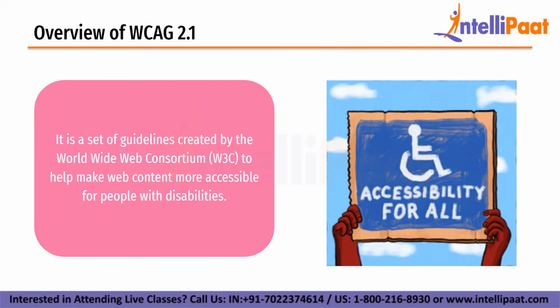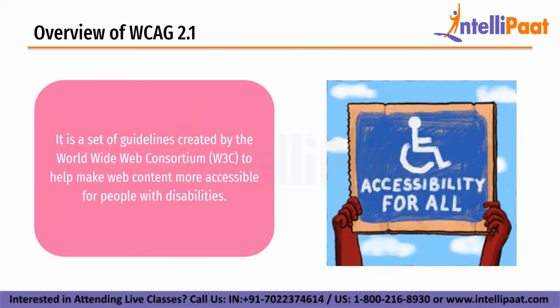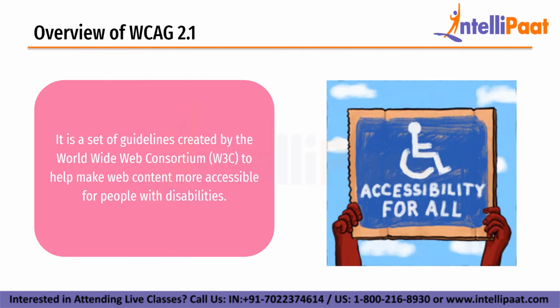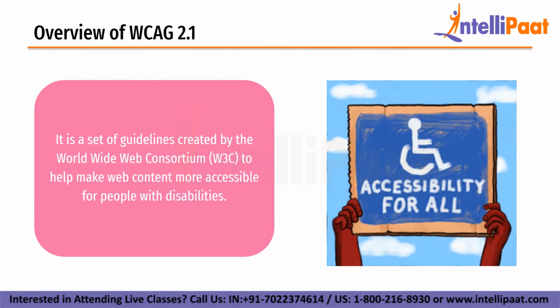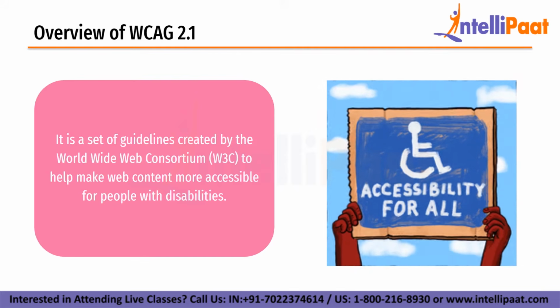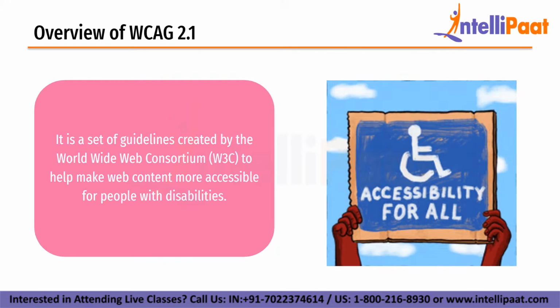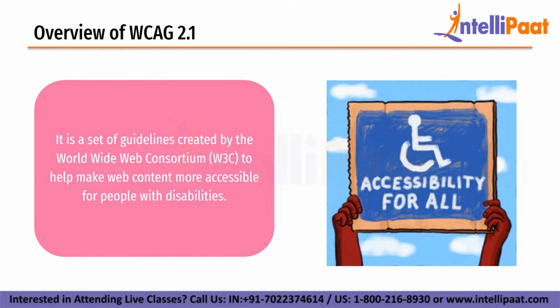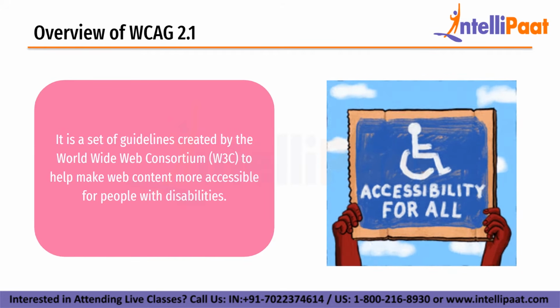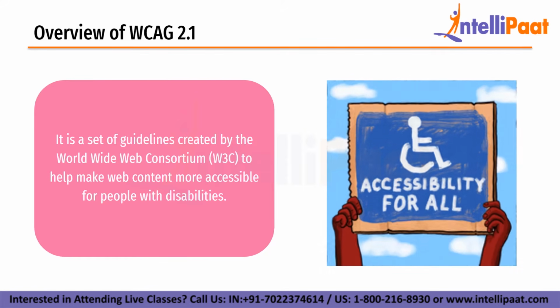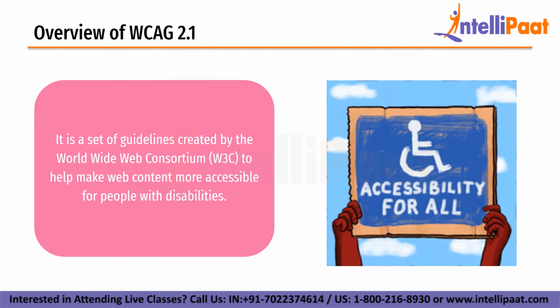Now let us take a look at the overview of Web Content Accessibility Guidelines 2.1. WCAG 2.1 stands for Web Content Accessibility Guidelines 2.1. It is a set of guidelines created by the World Wide Web Consortium to help make web content more accessible for people with disabilities. The guidelines provide recommendations for designing and coding websites and web applications to ensure that they are perceivable, operable, understandable, and robust for all users, including those with disabilities.